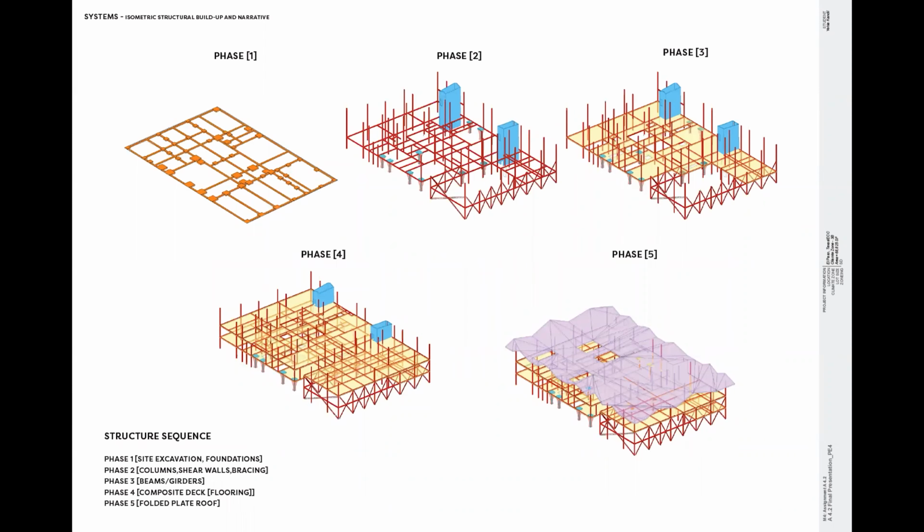Moving into the structure diagram, presenting the structure sequence of the building. According to the site report, we'll have the excavation and pouring the foundations, and then connecting the columns and the shear wall and the bracing to it, and having this sculptural coating that coats the concrete columns. My flooring is a composite deck that is repeated on the second and the third floor, and then I have the folded plate roof connected to the beams and the girders.